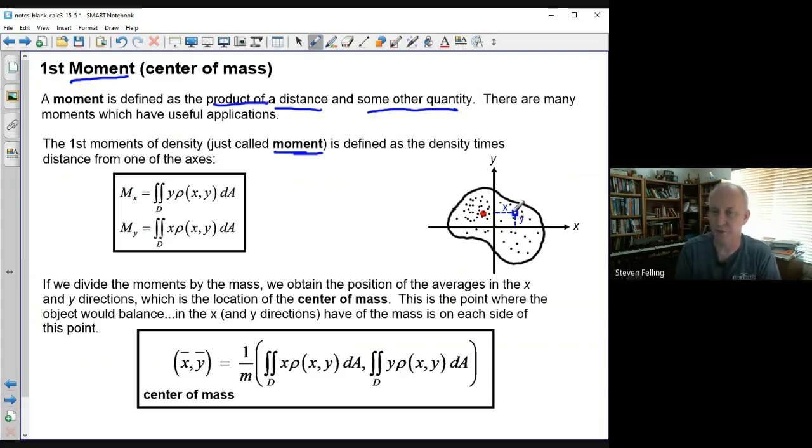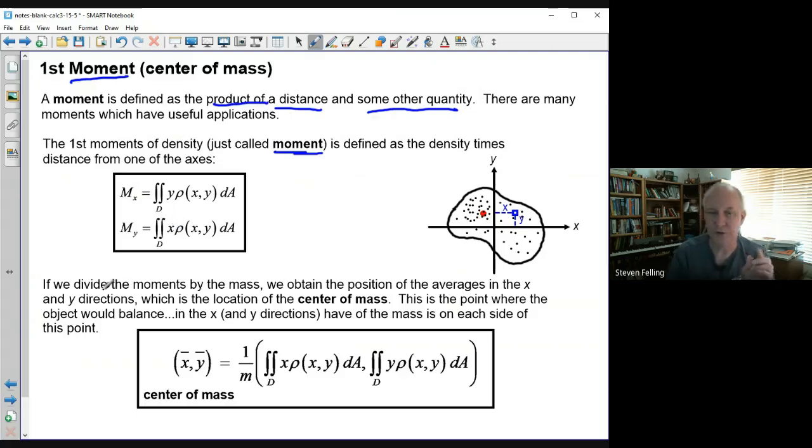So if I have some point represented by this blue triangle here that has a position x, y in the lamina, it has a distance y from the x-axis. So the moment for x is the integral of y times the density at x, y, summed with a double integral over the entire mass. Okay, that's called the moment in x. The moment for y is the same thing, except it's the distance from the y-axis. Therefore, it's got the x as the variable here.